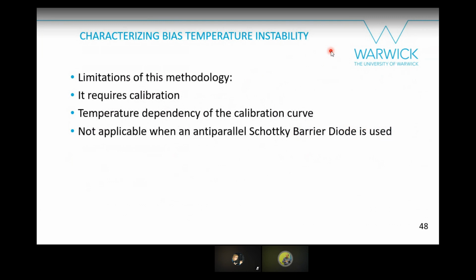So some limitations of this methodology. It's nice, but it also has some limitations. First, it requires calibration. Then you have the temperature dependency of the calibration curve, that you have to consider. And then it's not applicable when an anti-parallel Schottky diode is used in the device. The same happens with power cycling. So if you have a Schottky barrier diode, the current will flow through the Schottky barrier diode, which means that you cannot use that parameter. Some people, for doing power cycling, just cut the wire bonds to remove the Schottky barrier diode from the path.